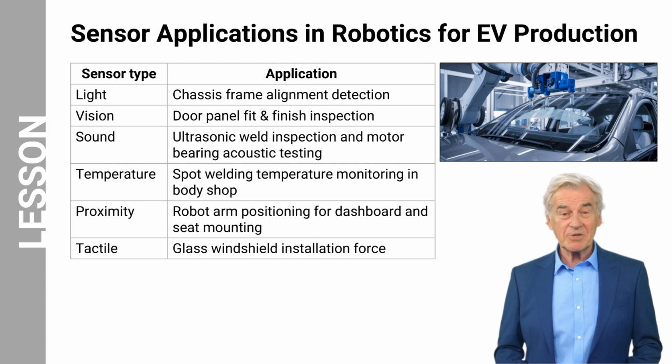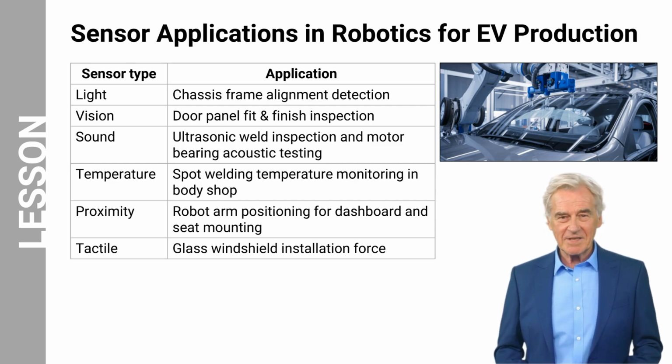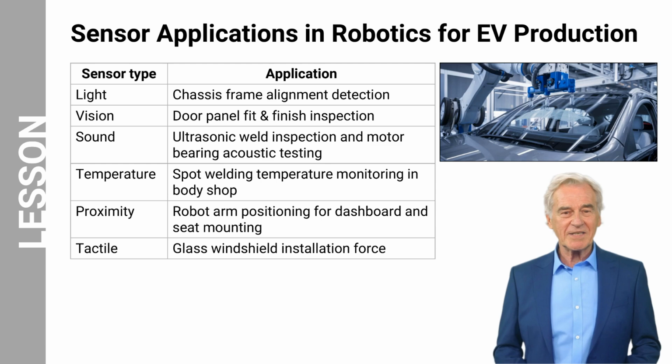In electric vehicle production, various sensors integrated into robots play specialized roles across different manufacturing processes. Some of the applications listed here demonstrate how different sensor types could work together in EV manufacturing to maintain quality throughout the production process. Light sensors are employed to ensure proper chassis frame alignment, while vision sensors handle the inspection of door panel fit and finish quality. Sound sensors serve purposes such as conducting ultrasonic weld inspections or performing acoustic testing of motor bearings.